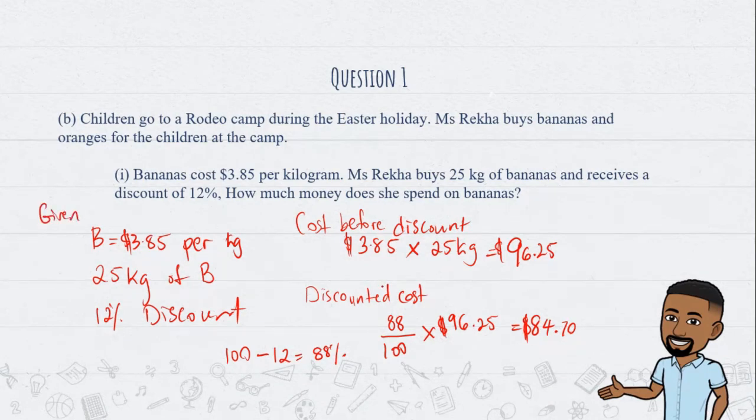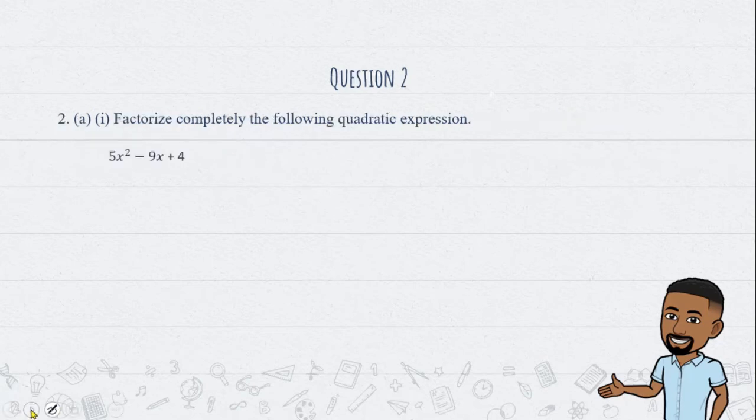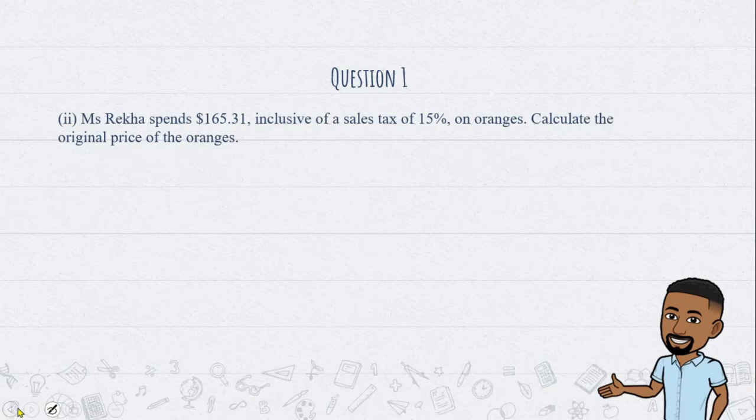And once you start with your given and then you break it down like this, you should get these questions correctly. Just remember that discount is a lesser amount. If you're getting more, it's not discount. There's an error there. And so let's move on to part 2 of question B. Alright, so it says Miss Rika spends $165.31 inclusive of a sales tax of 15% on oranges. Calculate the original price of the oranges.